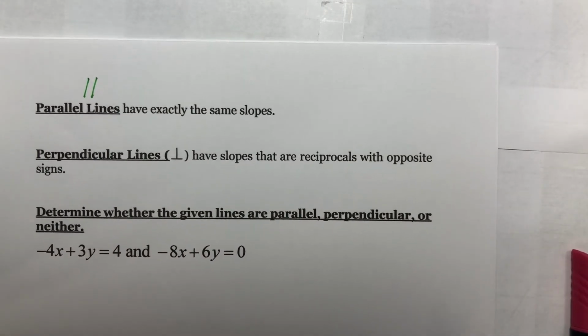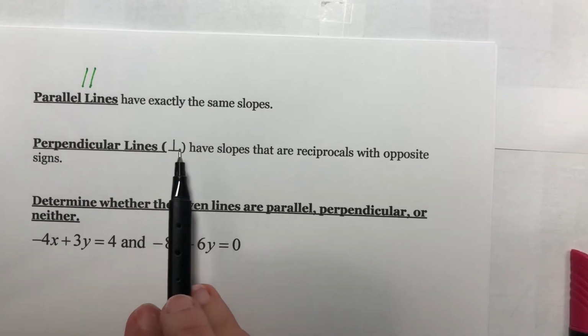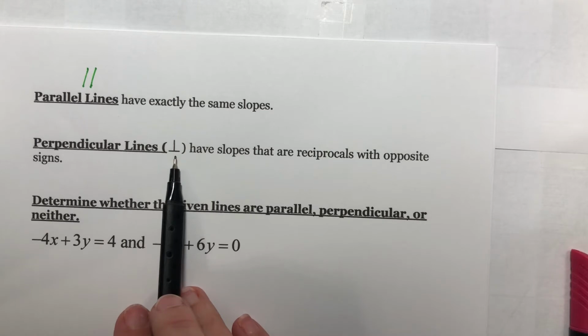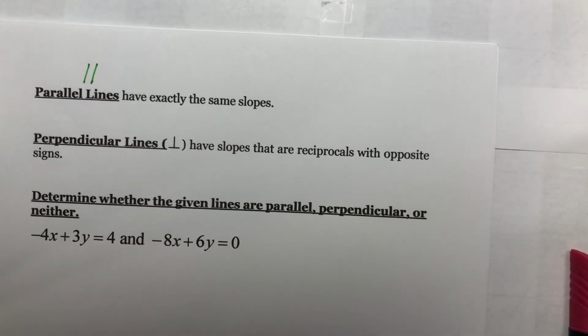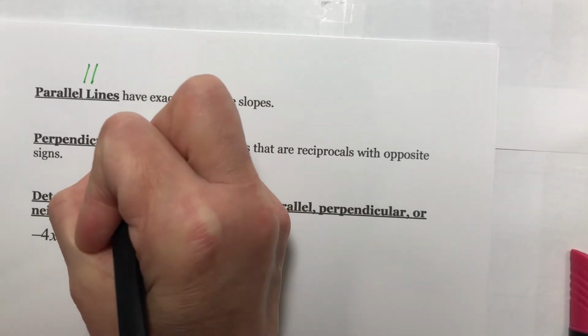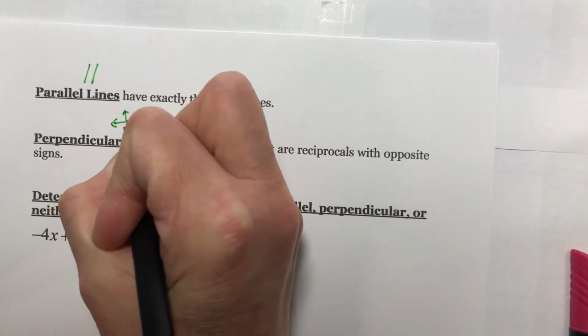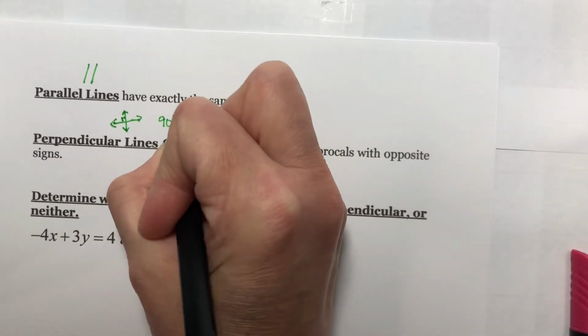Now, perpendicular lines. I'm going to let you use this symbol from geometry when you want to talk about perpendicular lines. That's just a long word. Perpendicular lines are lines that intersect in right angles. So they intersect in 90-degree angles.